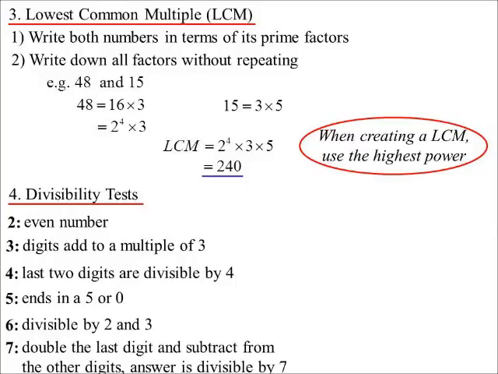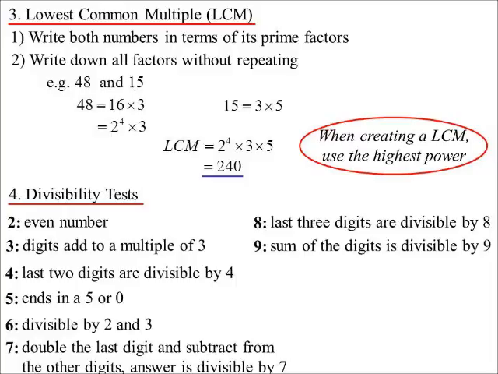All right, next one's a bit easier. 8. Right, now we go to the last 3 digits. So the last 3 digits must be divisible by 8. 9. The digits add up to 9. Yes. So the sum of the digits is divisible by 9. 10 ends in 0. Oh, very good. Ends in 0.